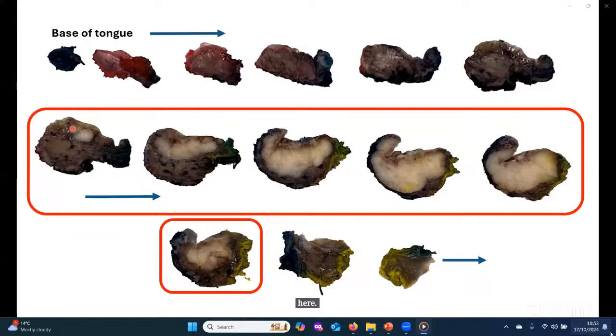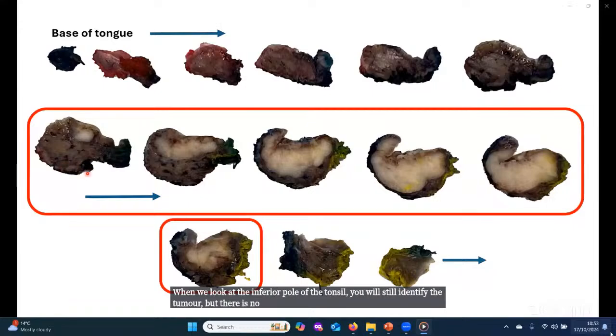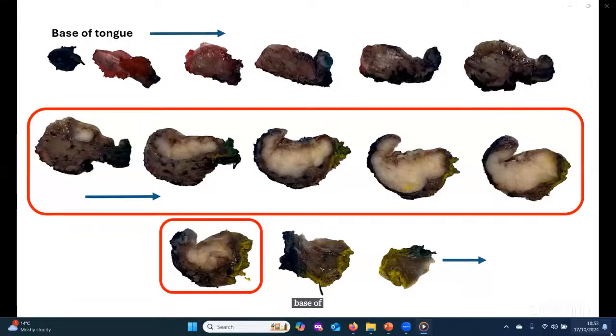When we look at the inferior pole of the tonsil, you will still identify the tumour, but there is no involvement at the extrinsic muscle at the base of the specimen. So in this situation, both the pathology and radiology findings correlate.